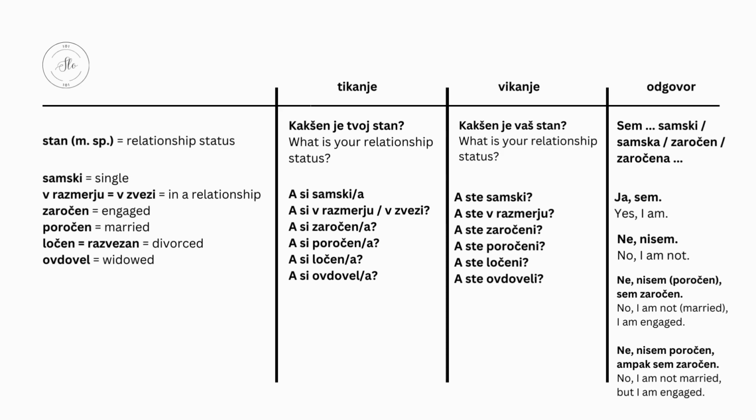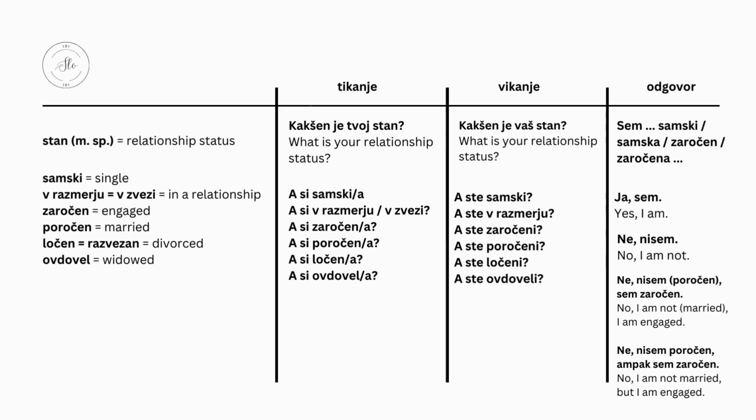Further, you can ask a person about their status more specifically, namely, a si samski, a si samska, a si v razmerju, a si v zvezi, a si zaročen, a si zaročena, a si poročen, a si poročena, a si ločen, a si ločena, a si ovdovel, a si ovdovela. Or, if you use vikanje, a ste samski, a ste v razmerju, a ste zaročeni, a ste poročeni, a ste ločeni, a ste ovdoveli. And then you can reply ja sem, or ne nisem.